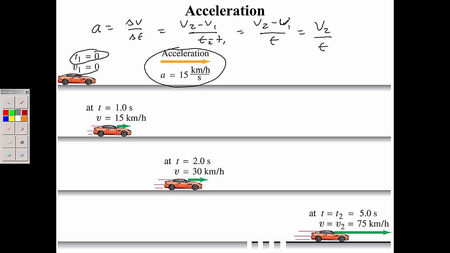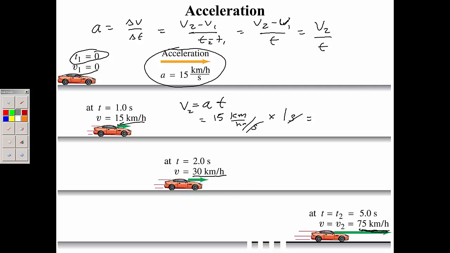At t is equal to 1 second, my velocity 2 is going to be my acceleration times time, or 15 kilometers per hour per second multiplied by 1 second. Noticing now that the units kind of cancel out and we're left with 15 kilometers per hour. At 2 seconds we can apply the same logic and we get 30 kilometers per hour. And at 5 seconds we're traveling at 75 kilometers per hour.